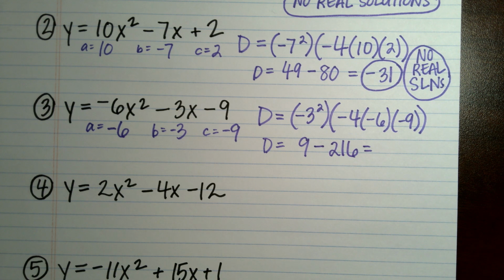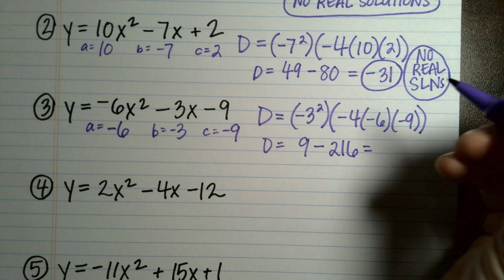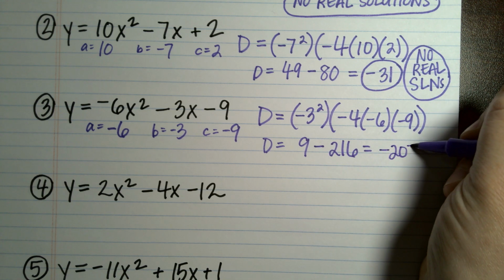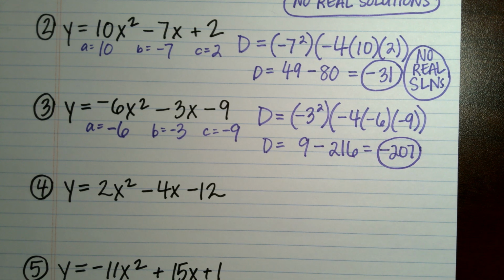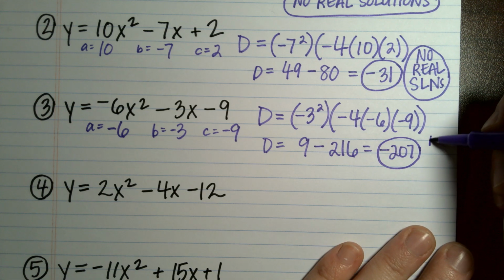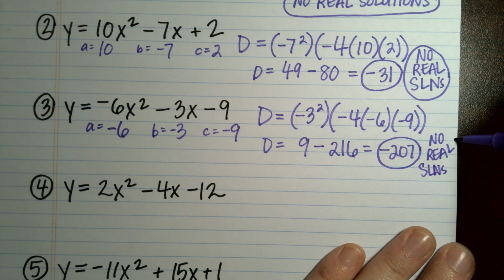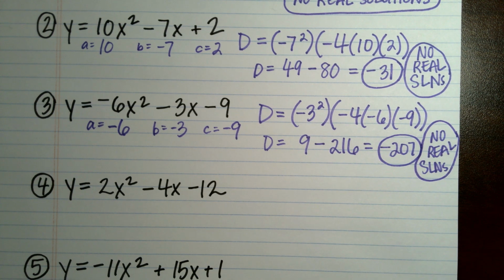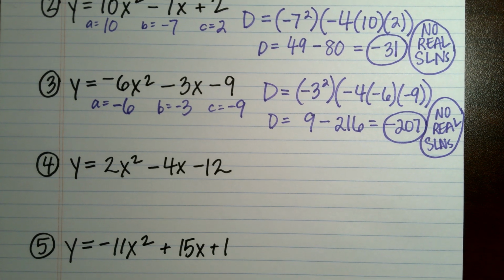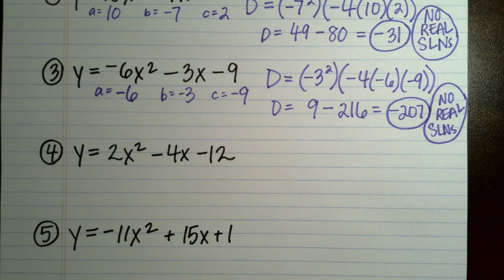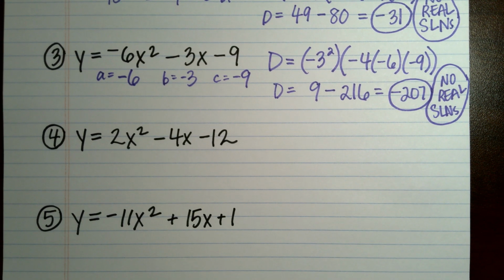What is that going to give us when we subtract? -207. Good. Solutions? Nope. No real solutions. Good. And please stop me if you have any questions along the way.